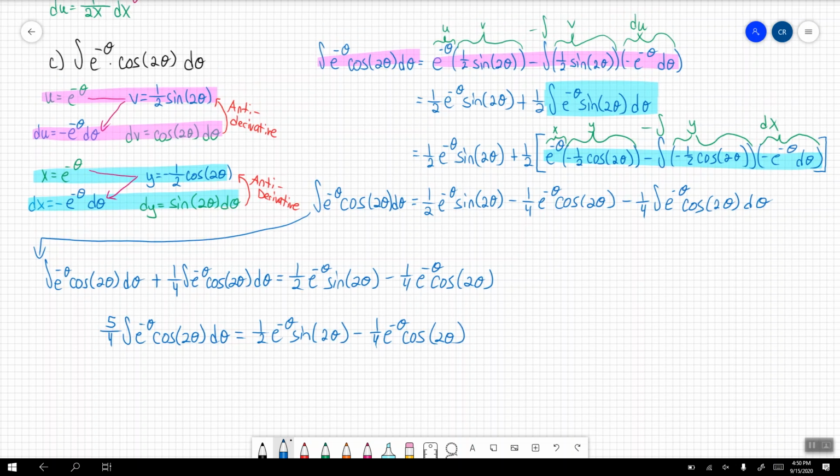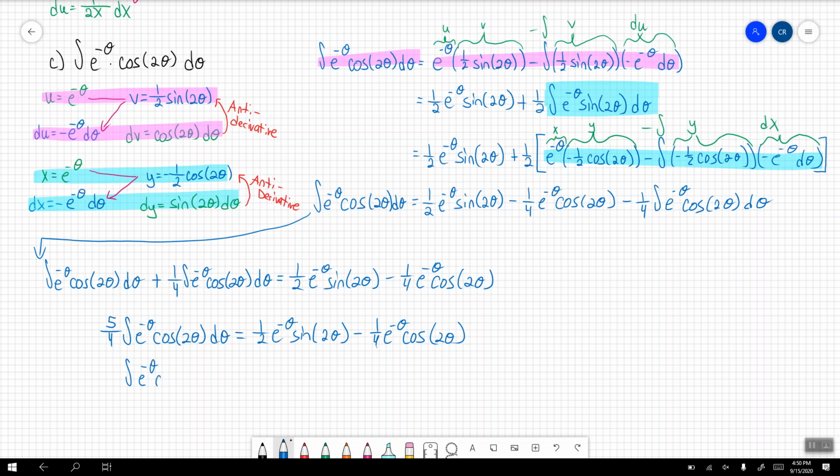And look at that. At the very beginning, what we were trying to do was integrate e to the negative theta times cosine of 2 theta. And we actually almost got it done, because look at this last line that we're on. This last line on the left-hand side has the integral that we were initially solving for. The right-hand side no longer has that integral. All we have to do here is isolate that integral, which means we're going to multiply by the reciprocal of 5/4.